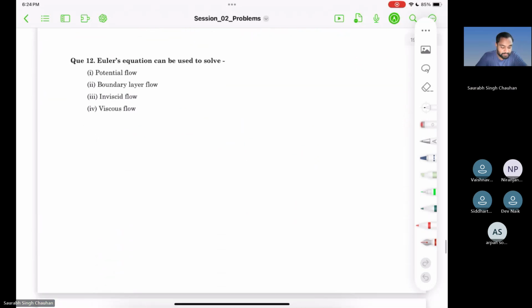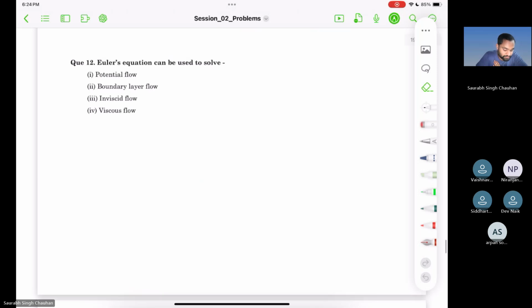Okay. So question number 12 says, Euler's equation can be used to solve potential flow, boundary layer flow, inviscid flow, or viscous flow. So the Euler equation, again, is the same energy conservation.